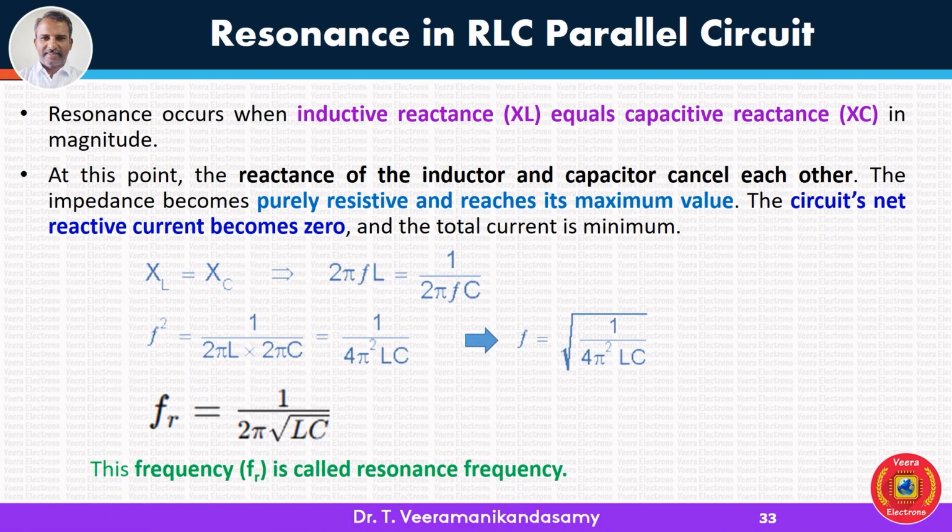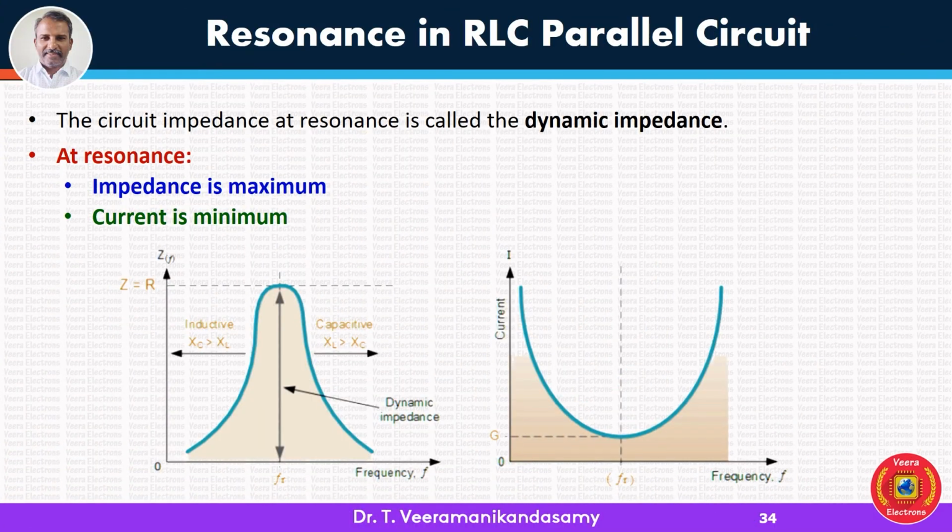Parallel resonance also occurs when XL equals XC. In this configuration, when the reactances cancel, the impedance becomes purely resistive and reaches its maximum value. The circuit's net reactive current becomes zero and as a result, the total current drawn from the source is minimum.